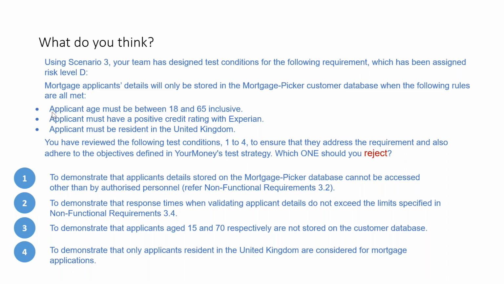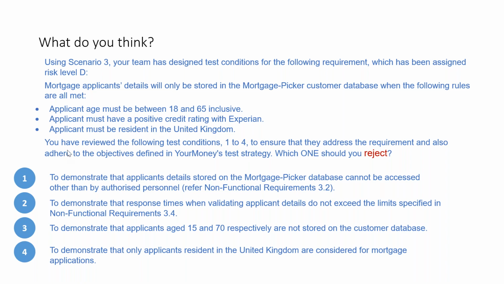What are the conditions? Applicant age must be between 18 and 65 inclusive. It's a numerical field, so 18 to 65 is allowed for age. Applicant must have a positive credit rating with Experian. There, yes or no dictates whether we store in the customer database or not. Applicant must be resident in the United Kingdom. Then only it will be allowed, otherwise it will disallow. These are the test conditions.